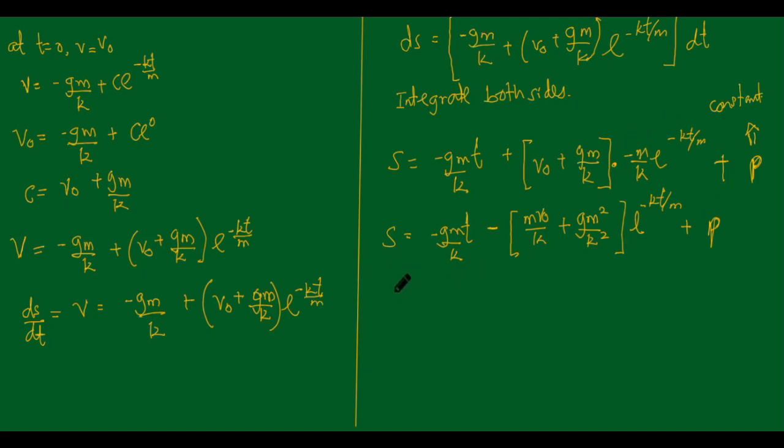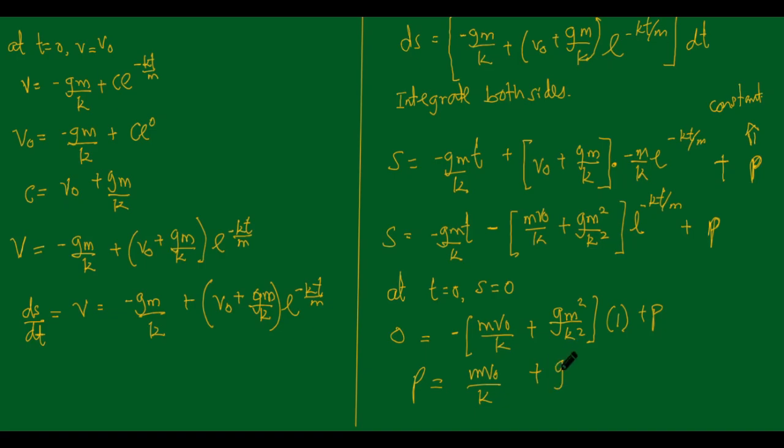So we know that at t is equal to 0, displacement is also 0. So we have that 0 is equal to minus mv naught divided by k plus gm squared divided by k squared multiplied by 1, plus p. So that means p will be equal to mv naught divided by k plus gm squared divided by k squared.